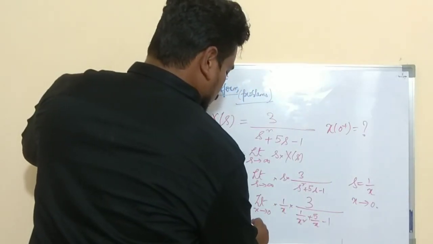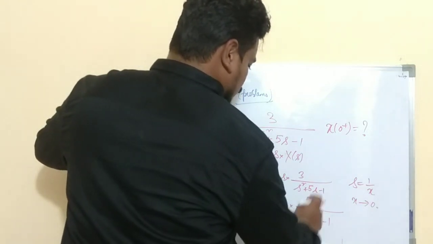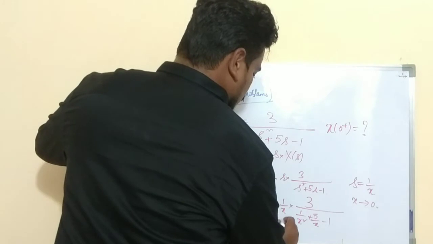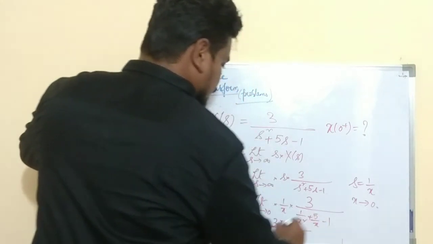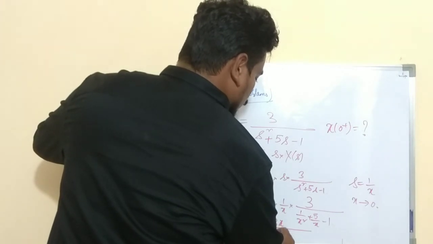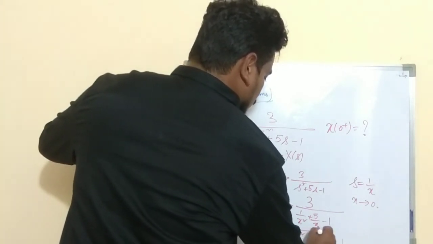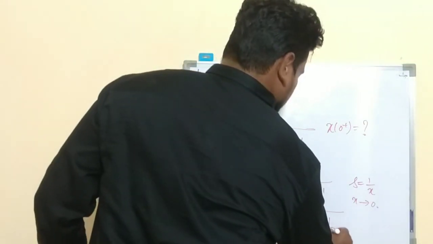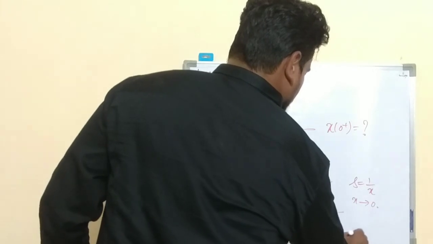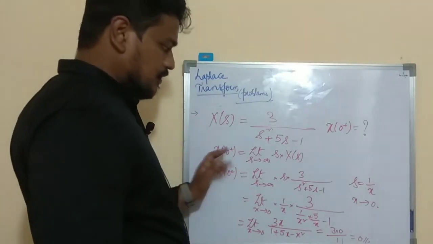So limit x tends to 0. So x square, if it goes upside, what happens? 3x by 1 plus 5x minus x square. So if you substitute x equals 0 here, what happens? 3 into 0 divided by 1, that equals 0. So this will be your initial value.